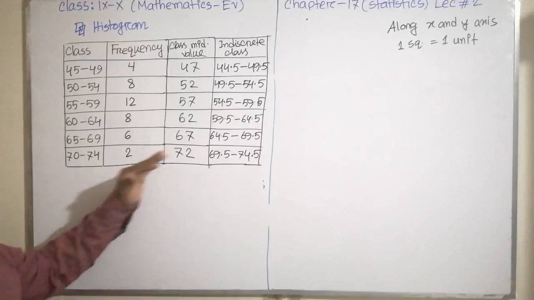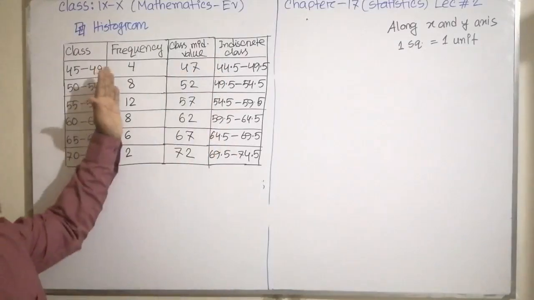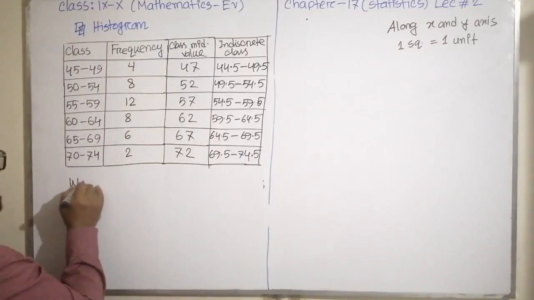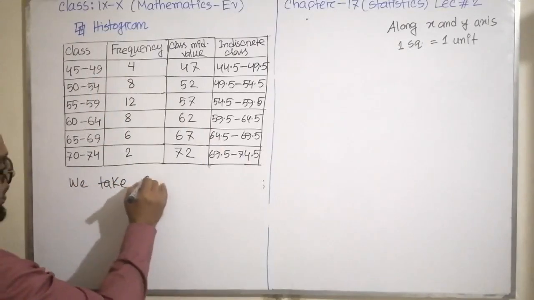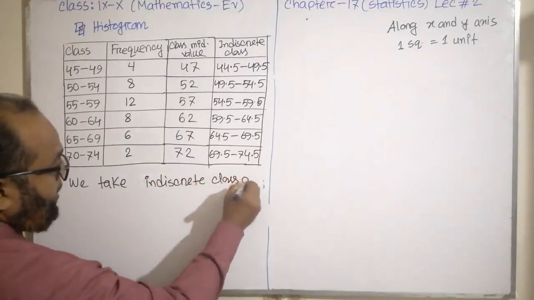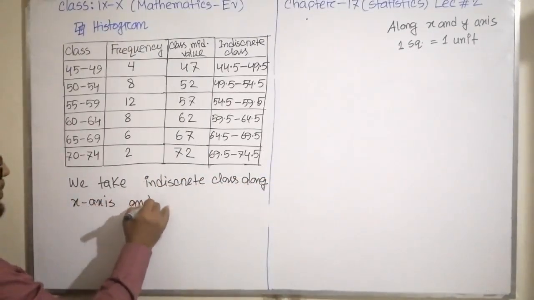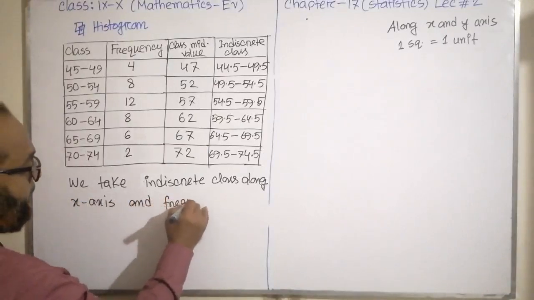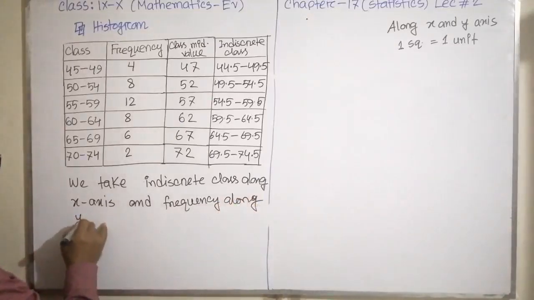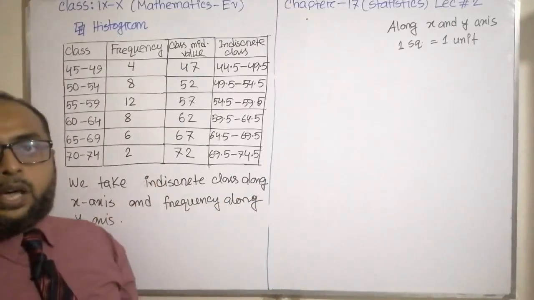Okay. Now we take the indiscrete class along the x-axis and frequency along the y-axis. Then we draw the histogram.